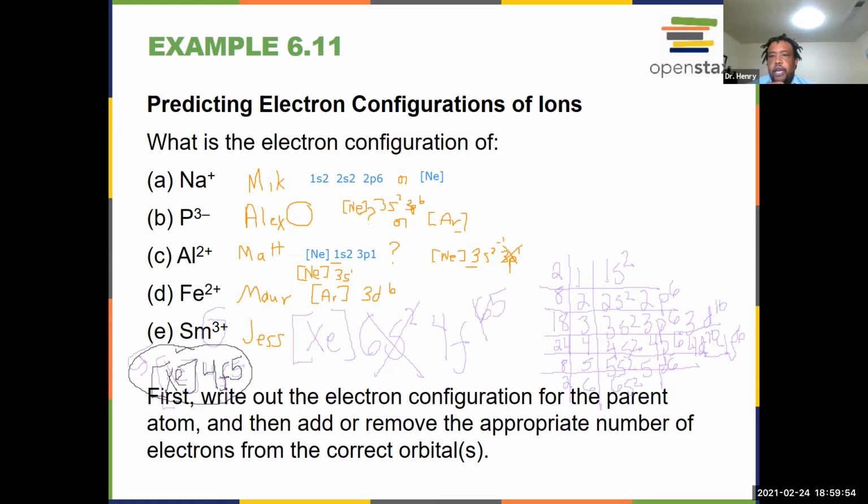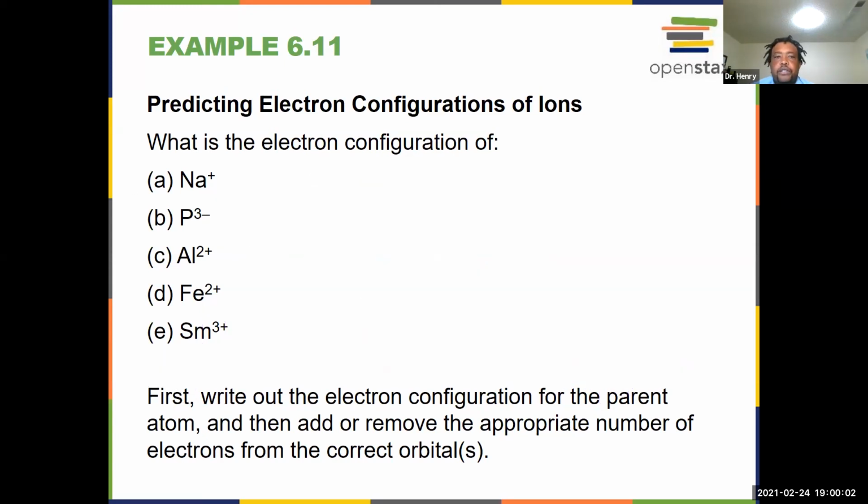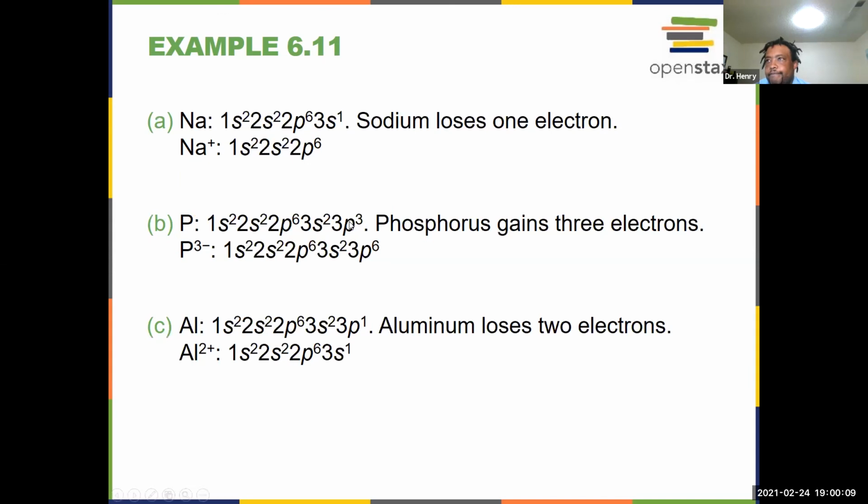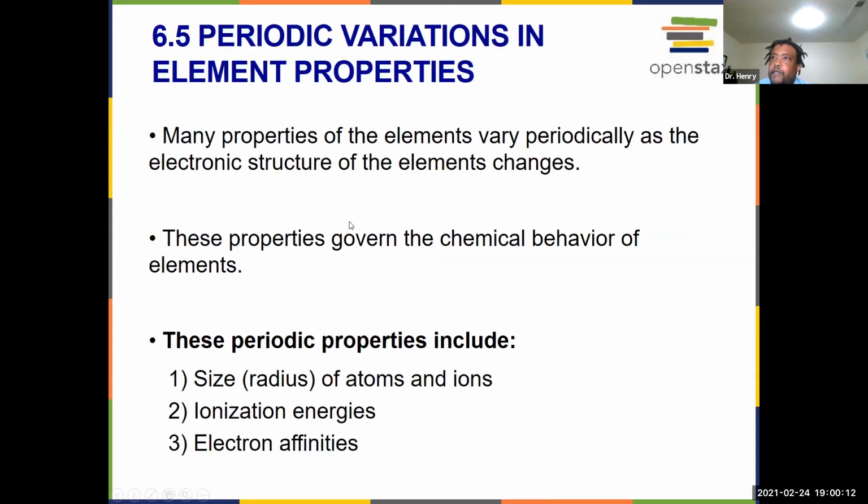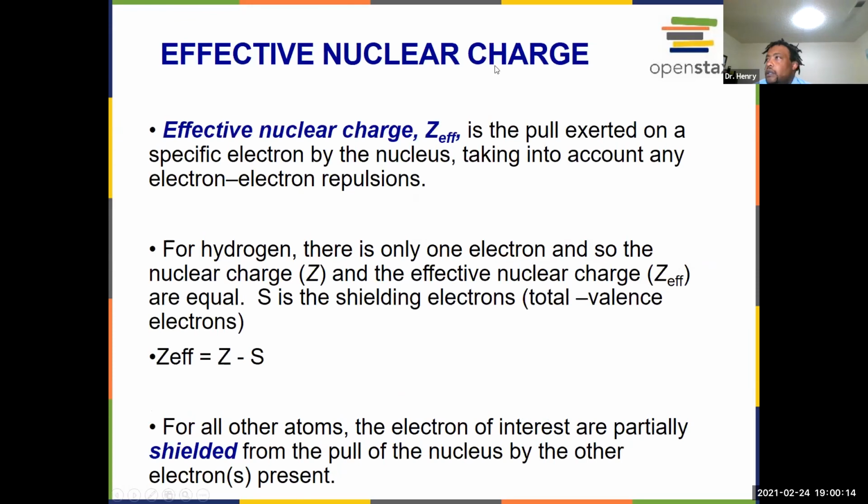Good. Okay, before I let you guys go, I know it's 7 o'clock. You guys need to remember, learn about, let me find it. So, effective nuclear charge. The effect of nuclear charge is basically your Z effective, right? So this Z represents the charge on the nucleus or the atomic number.